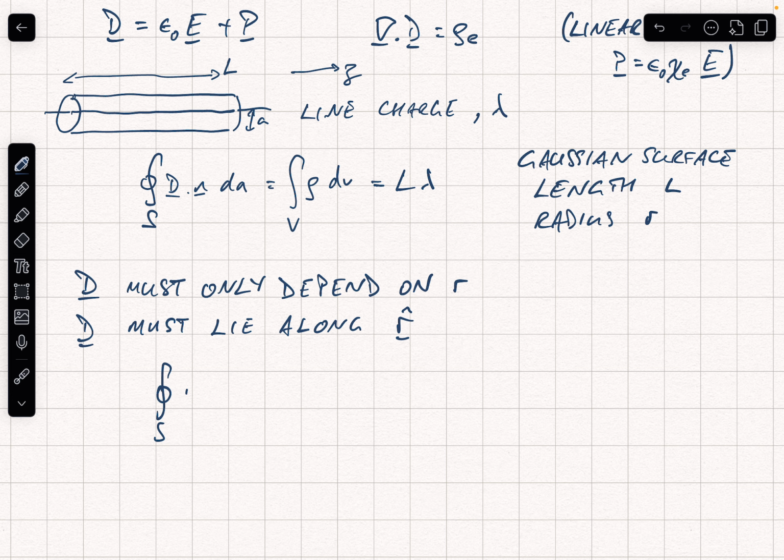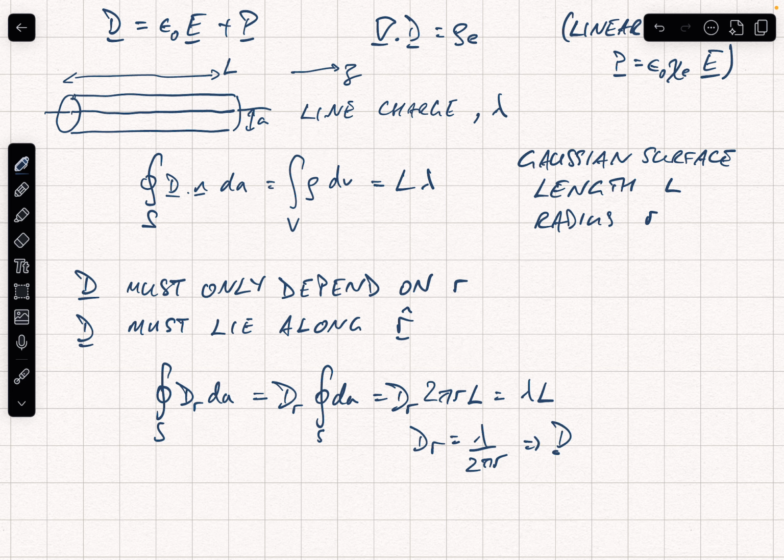we can now say that we have the closed surface integral of D. The dot product goes to 1, and so we now have a dA. And D, we said, can only depend on r, so we can take that outside. Let's put a little subscript on there, D r times the surface integral over our cylinder, which of course is now just D r multiplied by 2 pi r L, and that must equal lambda L, and therefore D r is lambda over 2 pi r, and so D itself is just lambda over 2 pi r in the radial direction.